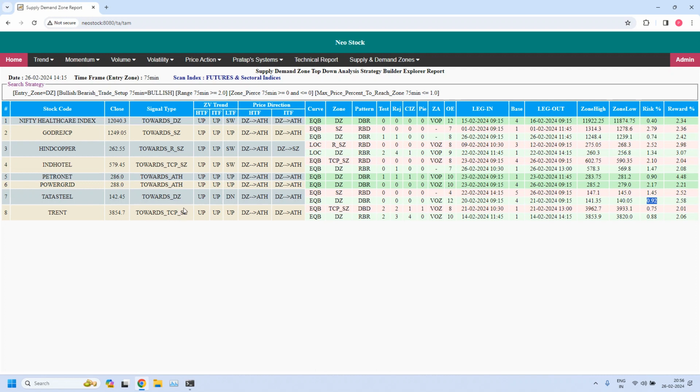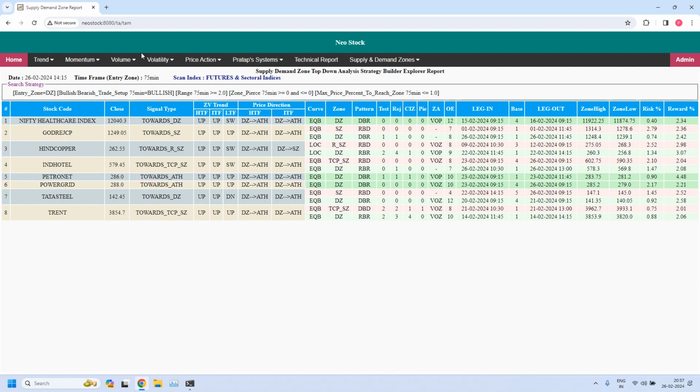Remaining all are moving towards the supply zone or all-time high. It doesn't mean you won't get an entry. Sometimes what happens? The prices all of a sudden change direction temporarily, they give an entry in the demand zone, and again they start moving up. So that's why you have to keep an eye on all these stocks.